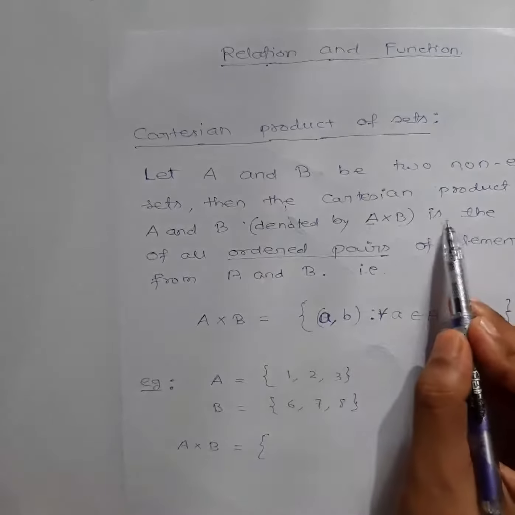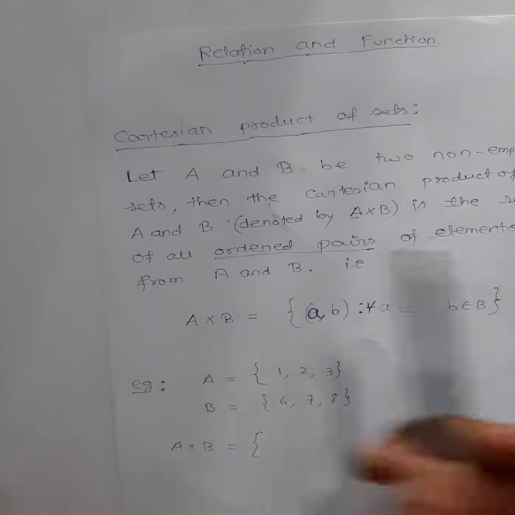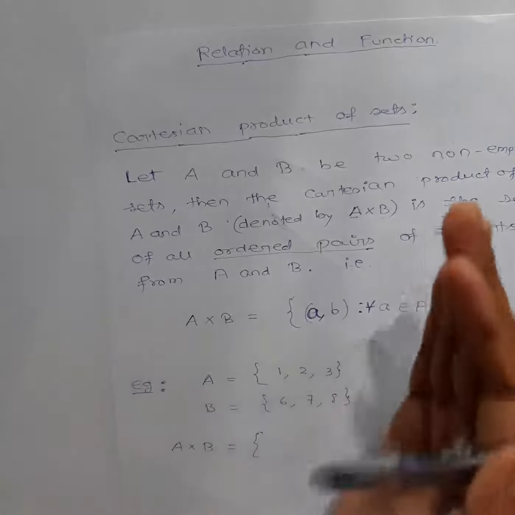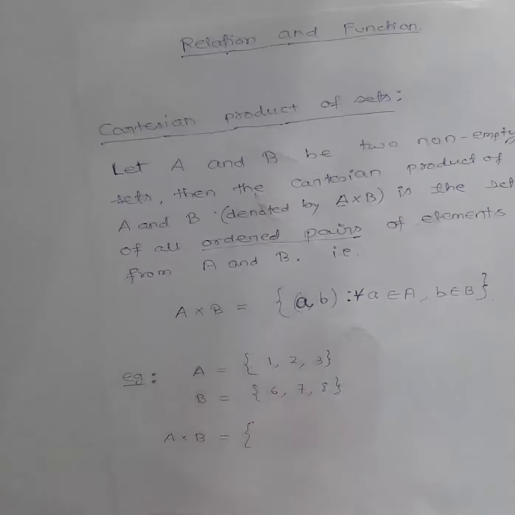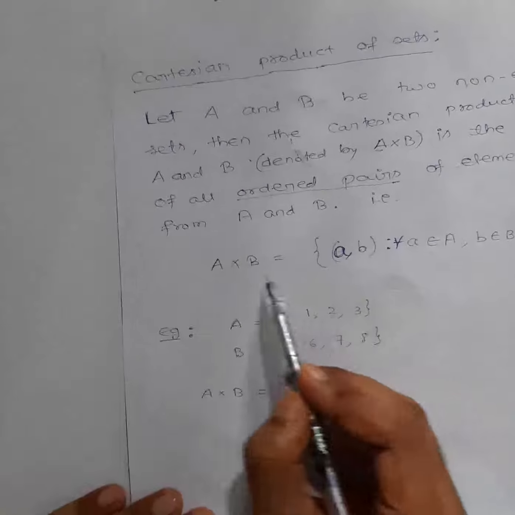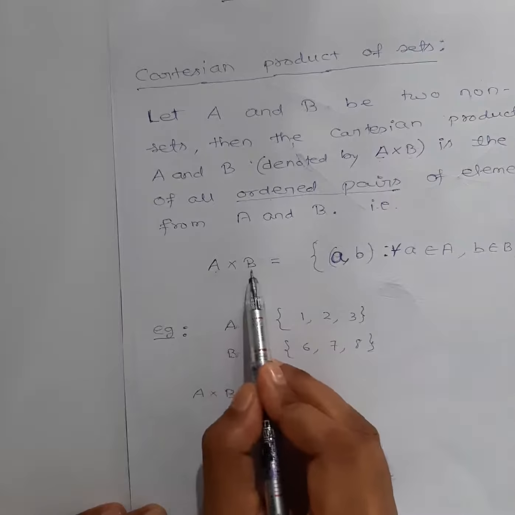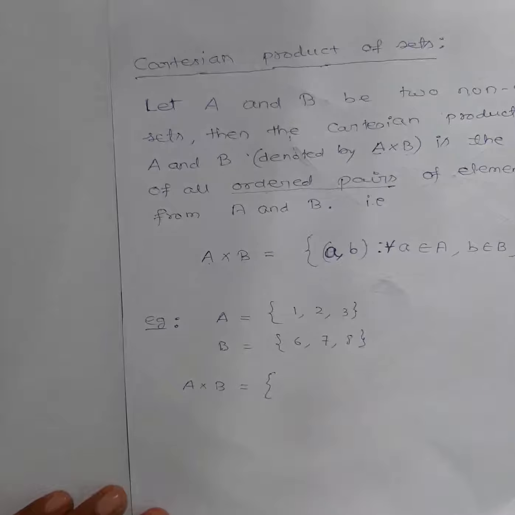Okay, now Cartesian product is what? It is a set of what? Set of all ordered pairs. It is a set in which the elements will be ordered pairs from A and B. Now what does that mean? So try to understand. This is the notation for Cartesian product. If you have two sets, then the notation is given like this. Suppose you have three sets, then what will be the notation?